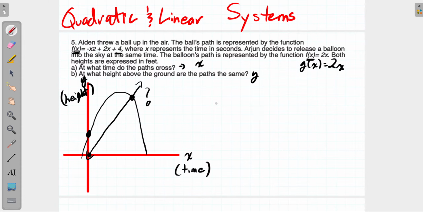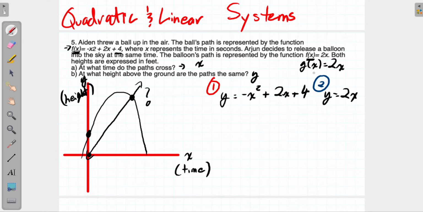To simplify things for ourselves, if the function notation is confusing for you, we can always just rewrite the first equation equal to y, because we're using the Cartesian plane. Our variables are x and y. So we could say y is equal to negative x squared plus 2x plus 4. And the same idea, we can write that linear one also as y is equal to 2x. So in other words, we have two functions. The number 1 we'll call our quadratic, and number 2 we'll call our linear.